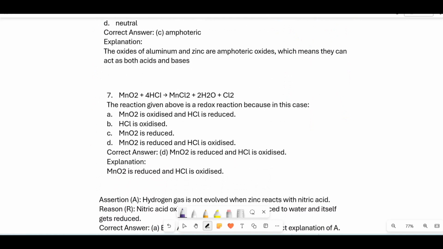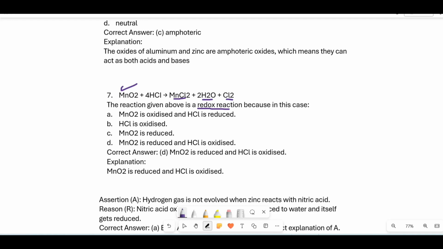MnO2 plus 4HCl gives MnCl2 plus 2H2O plus Cl2. So the reaction given here is a redox reaction. There are four options given, and you should select the correct option.